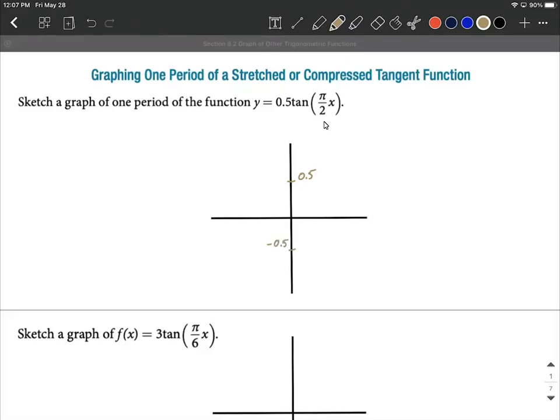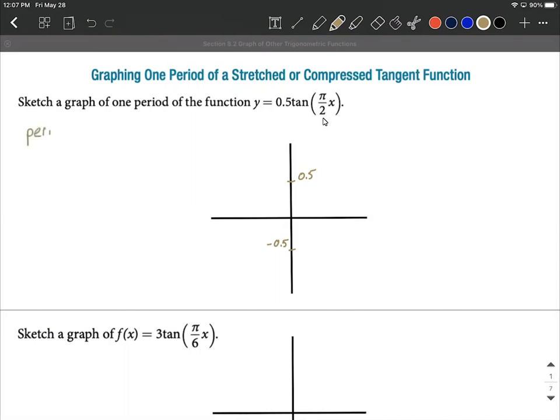Now this has not been shifted left or right. We don't have a phase shift attached directly to the x on the inside here, and it hasn't been shifted up or down because we don't have an addition or subtraction attached to the entire function. The only other thing that we have to be careful about is this pi over 2 on the inside. What that's going to do is that's going to affect our period.